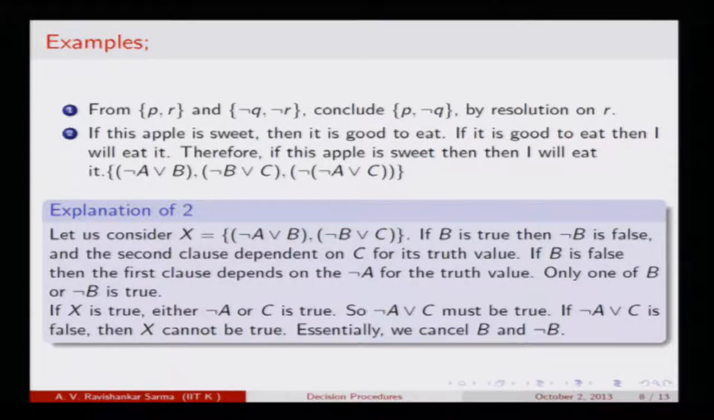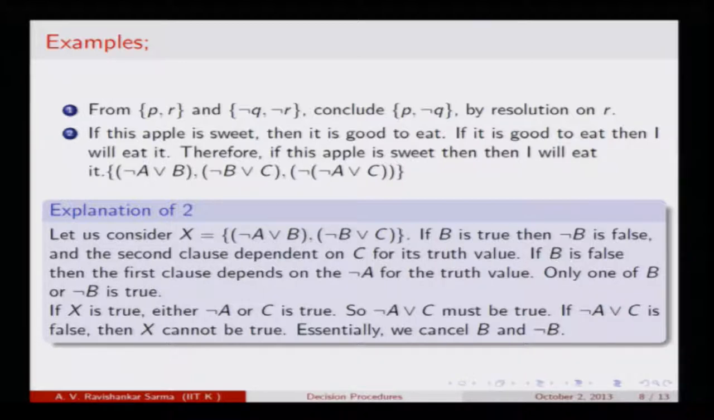If not A takes value f, the whole disjunct is going to be false. That means not e has to be true. So only one of the things has to be true, that is either b has to be true or not b has to be true.